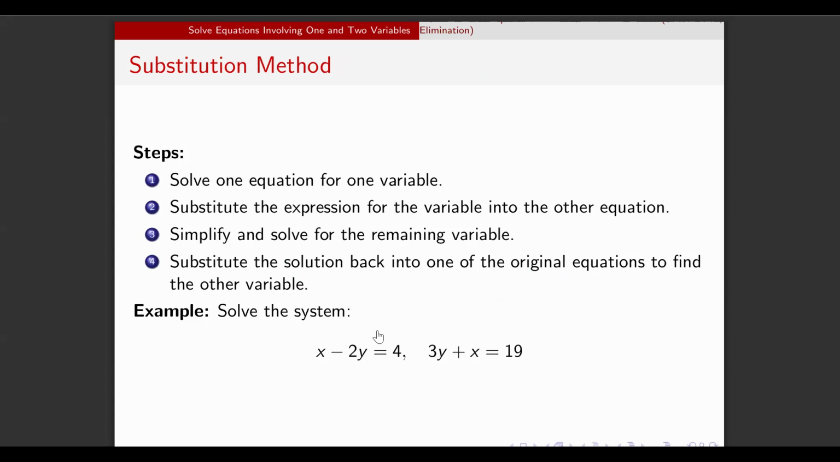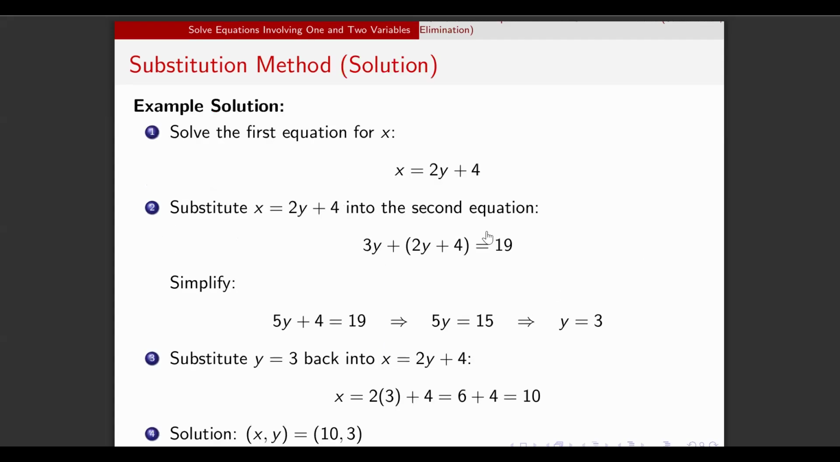So as an example, let's solve the system of equations x minus 2y equals 4, 3y plus x equals 19. So I'm going to write down the equations up here so that you can reference them. Equation 1 is x minus 2y equals 4. Equation 2 is 3y plus x equals 19. This is equation 1. This is equation 2.